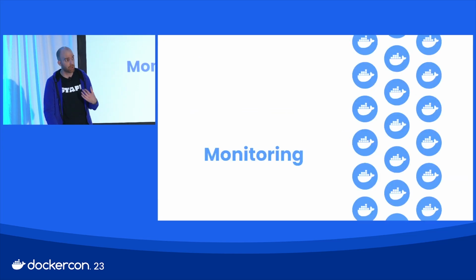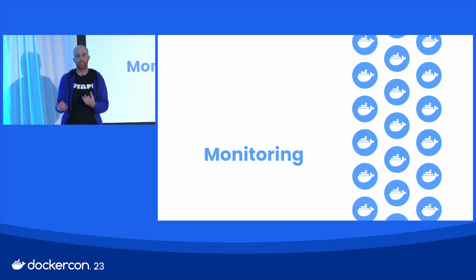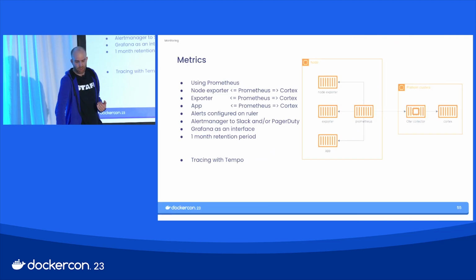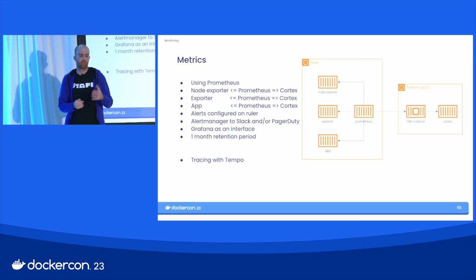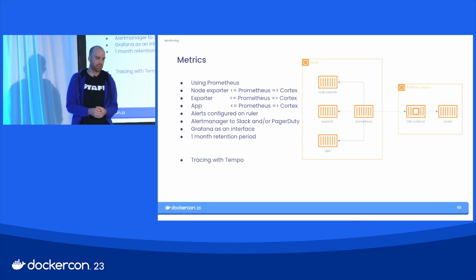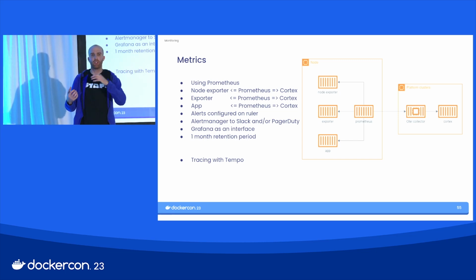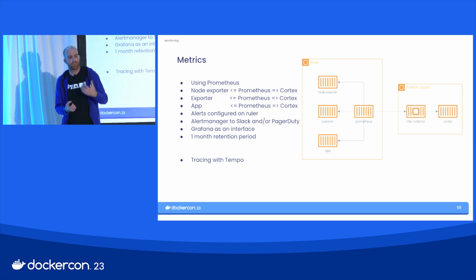After the logging, we got also some monitoring because we need to check that everything is working fine. For that, first we extract some metrics with Prometheus. We got a lot of exporters and also our application. Prometheus will pull the metrics from these exporters and this application and send them to Cortex.